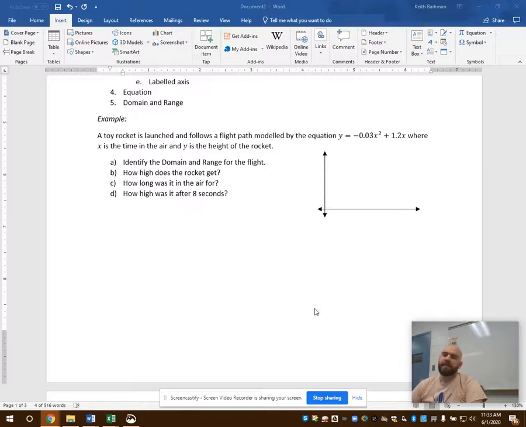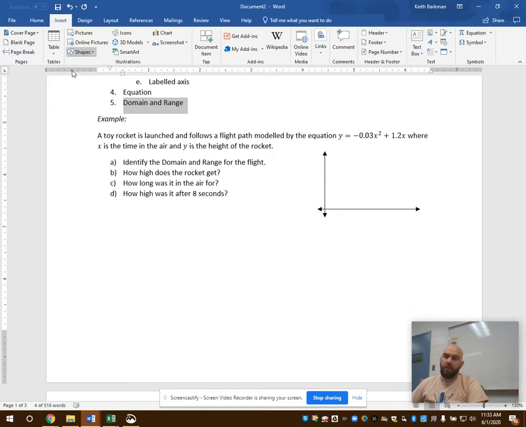The first example we're going to take a look at is this one here. So a toy rocket is launched and follows a flight path that's modeled by the equation y is equal to negative 0.03x squared plus 1.2x, where x is the time in air and y is the height of our rocket. Now you'll notice that we have a couple things already given to us.